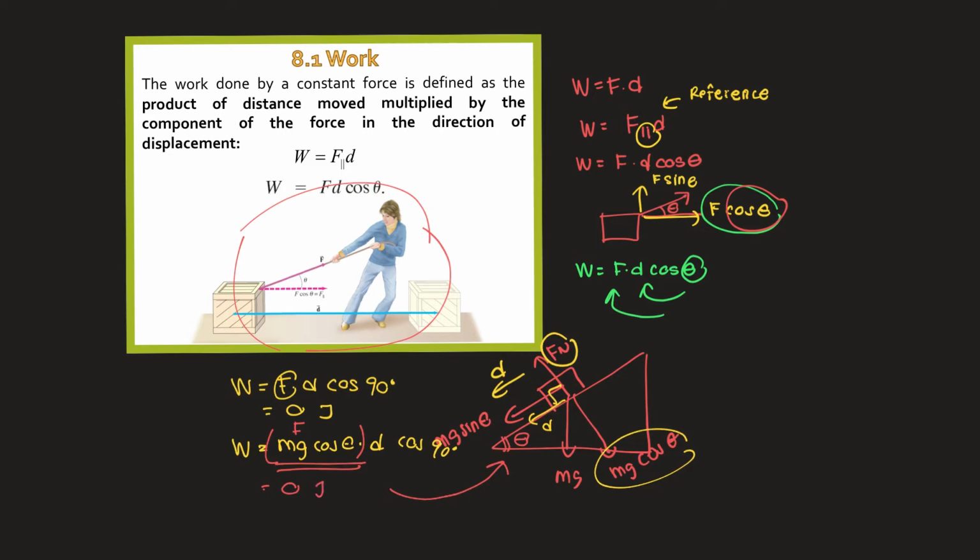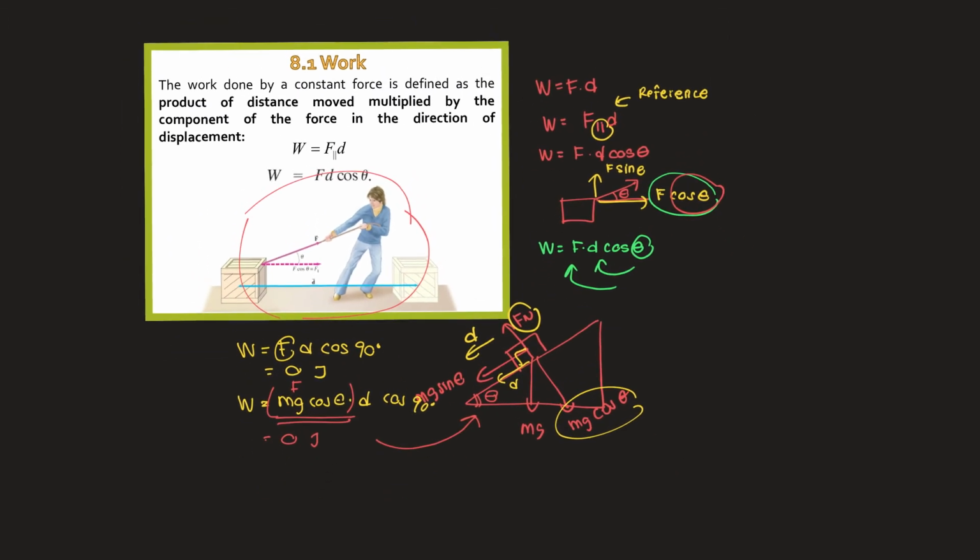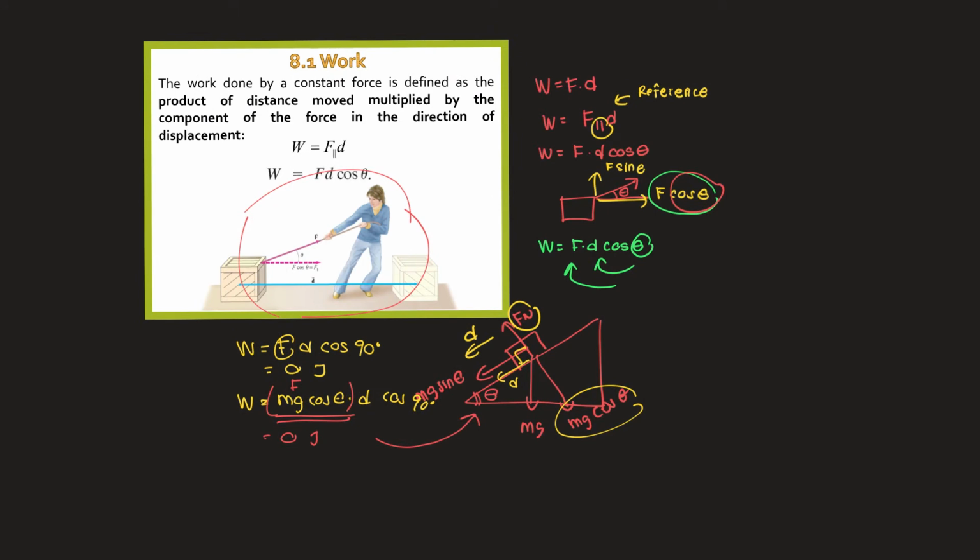And how about another one? You can see that we have mg sin theta over there, and you can see that d is in the same direction as mg sin theta, which means that the angle between them is going to be 0, so W equals mg sin theta d.